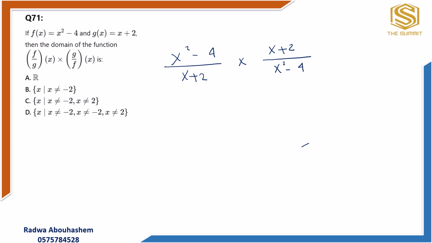So let me get the restriction of the domain first. Here x cannot be negative 2, and x here also. If I factorize, it would be x minus 2 times x plus 2. So originally x plus 2 would cancel with x plus 2, and x here cannot be 2. So I have to combine both restrictions. So x cannot be negative 2 and x cannot be 2.